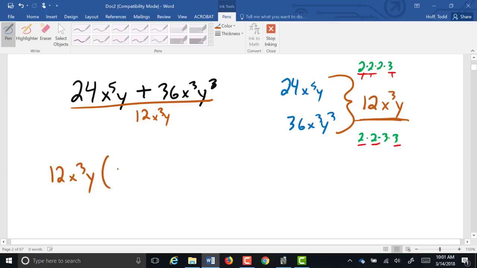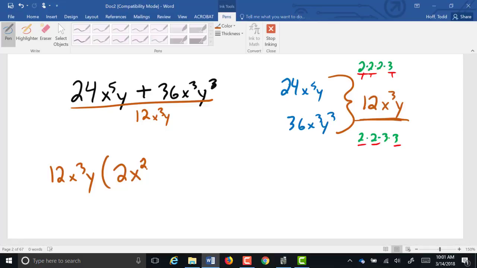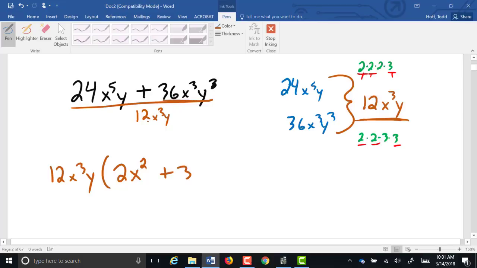24 divided by 12, 2. X to the fifth divided by x to the third, x squared, exactly. 5 minus 3 is 2. Y divided by y cancels out. 36x to the third y to the third divided by the 12x to the third y. 36 divided by 12, positive 3. X to the third divided by x to the third cancels out. Y to the third divided by y, y squared. We think of that as y to the 1. 3 minus 1 is 2.